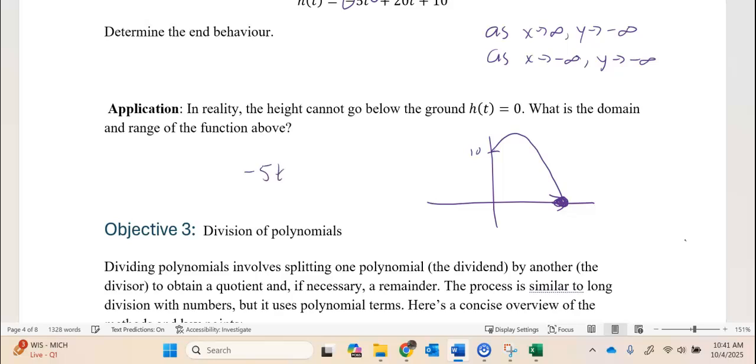And we did a bunch of these before, so I won't find the answer to this one in the video. I'll just set it up, and you can find out when that guy hits 0. That would be the end of your domain. It would be from 0 to whatever the solution to this equation is, the positive solution.